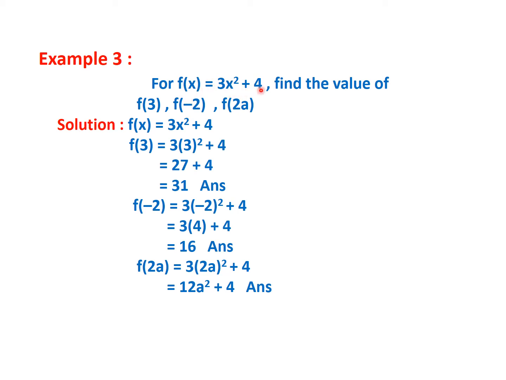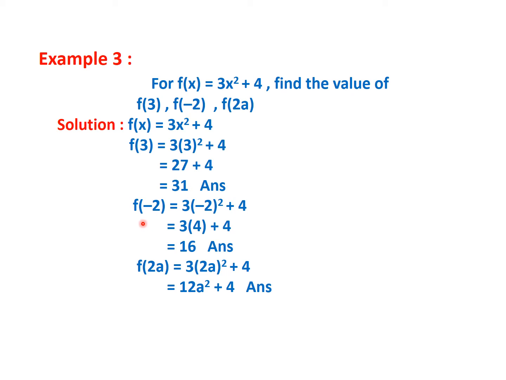f(x) is given as 3x square plus 4. Find the value of f(3), f(-2), and f(2a). Again I say this is nothing, just power 2 of x in this case. In the same way as we have done in examples 1 and 2, we have to use the value of x here. First f(3): we use the value 3, replacing x, 3 is here and 3 is here. Now simplify this expression, we get the answer 31.